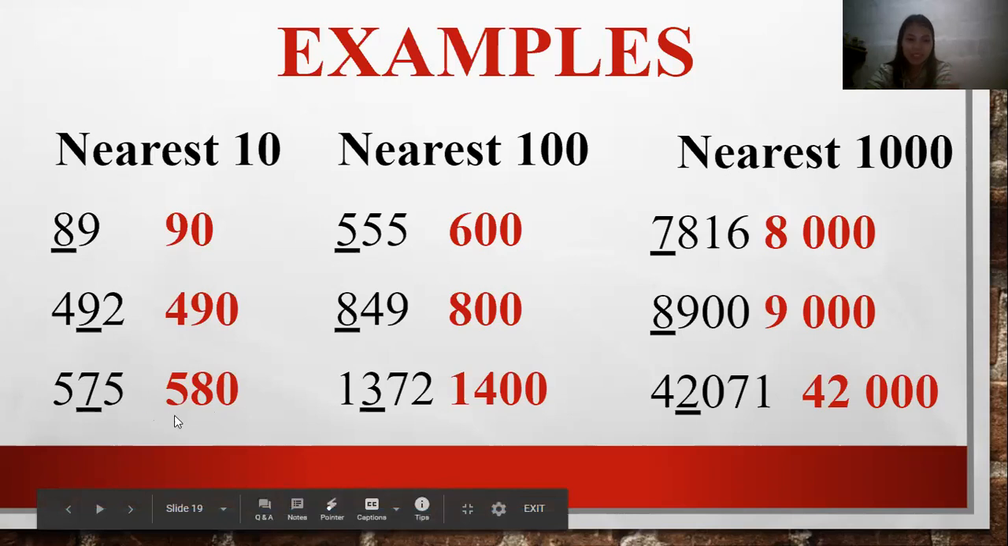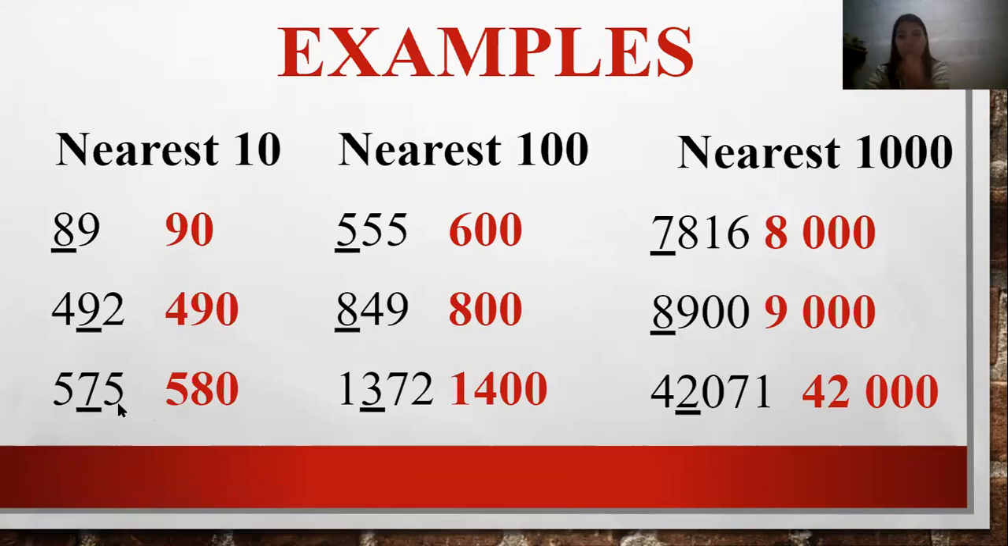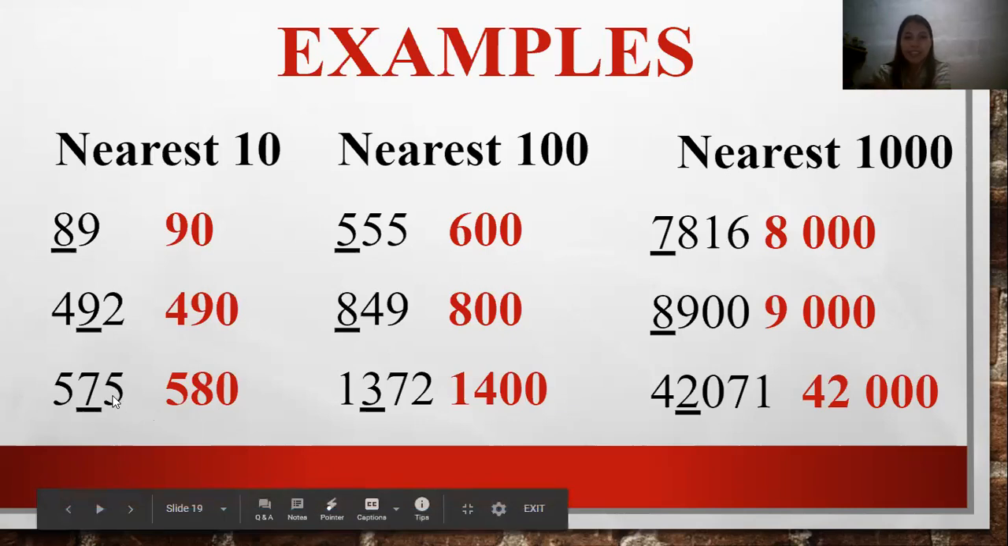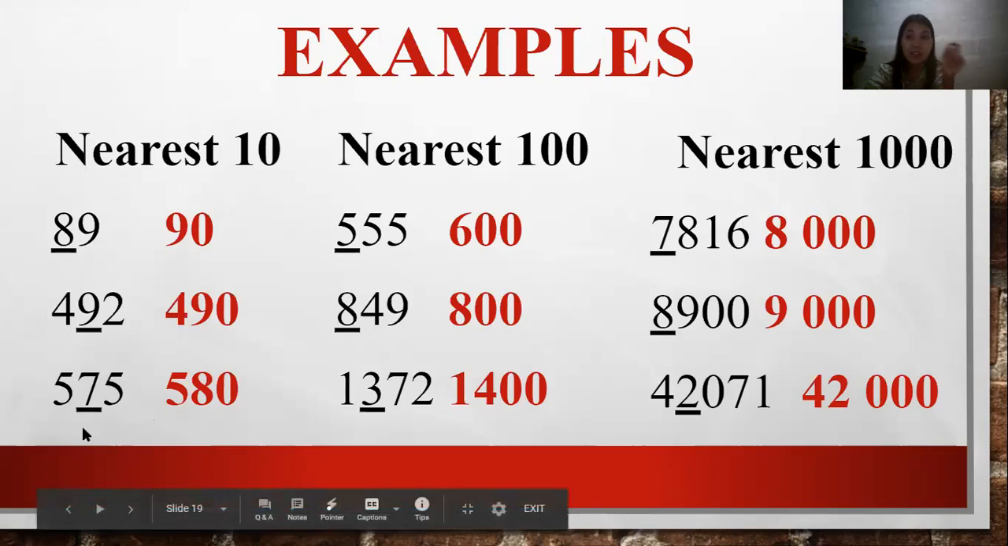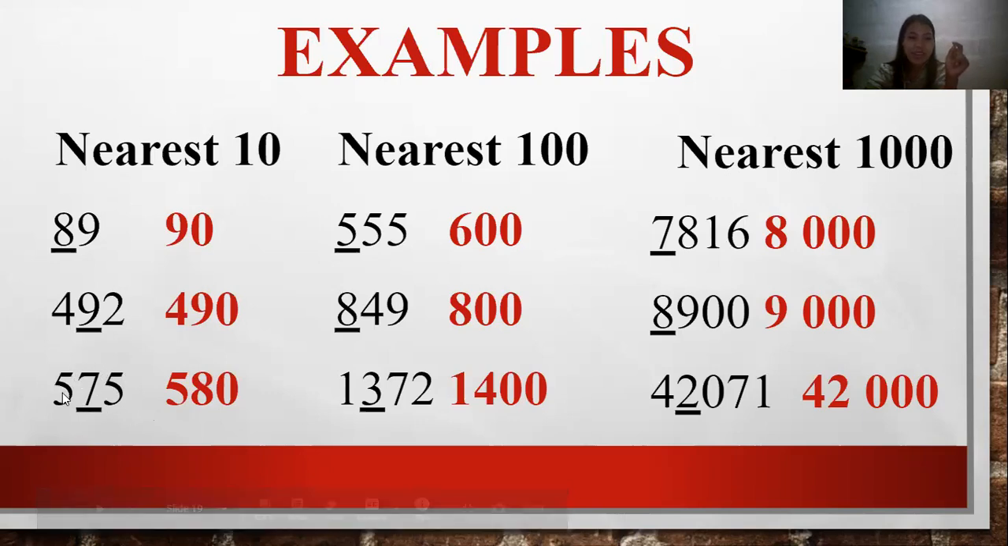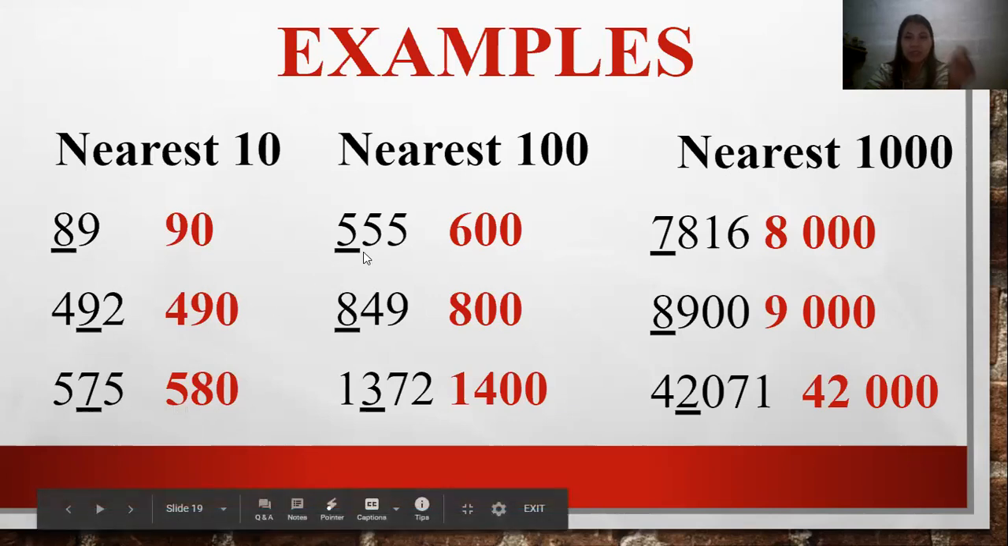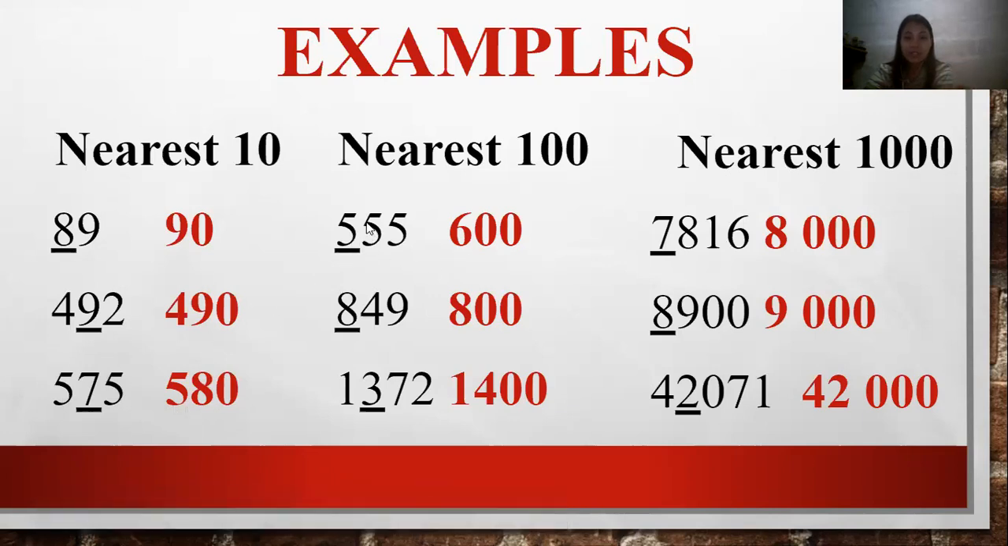575. Bakit ang sagot, teacher, 580? Kasi si 5 ay mataas. Nakasama siya doon sa rule natin na 5 to 9, add 1. Okay. Kapag ang nasa right side ng i-round off natin ay 5 to 9, mag-a-add tayo ng 1 doon sa rounding digit. O ito yung rounding digit natin, yung i-round off natin. So magiging 580. So ganun din po, naging 600 kasi mataas si 5. Si 849, naging 800 lang kasi mababa si 4.